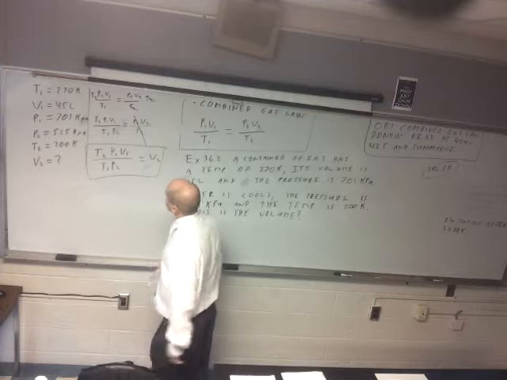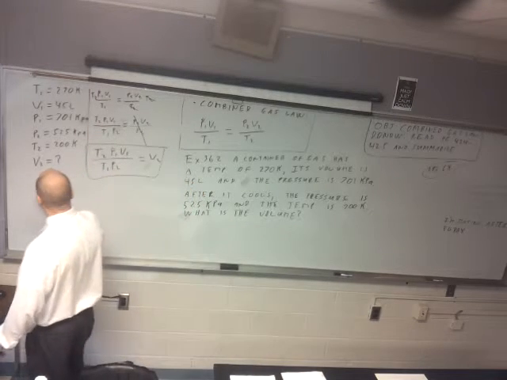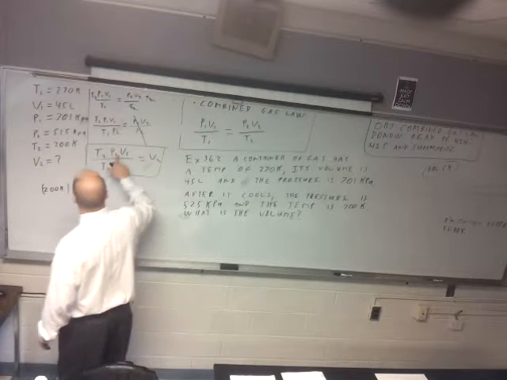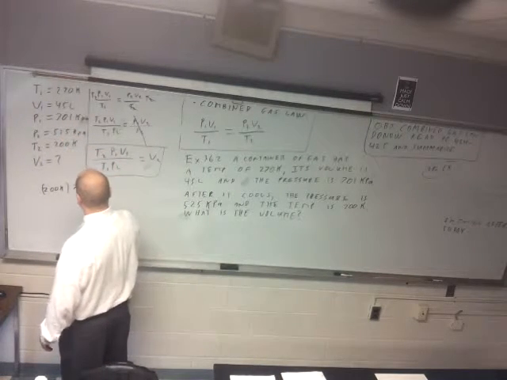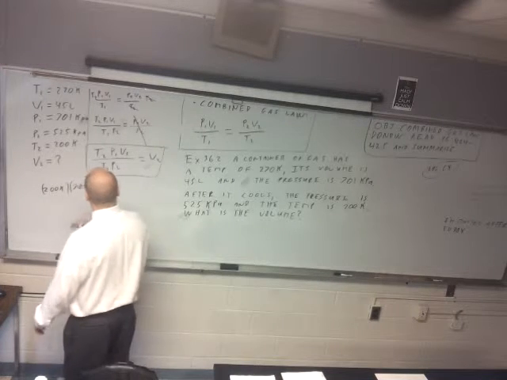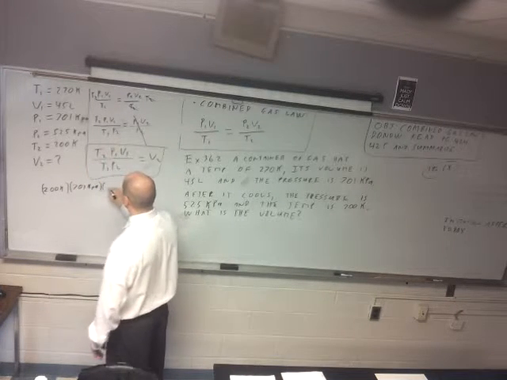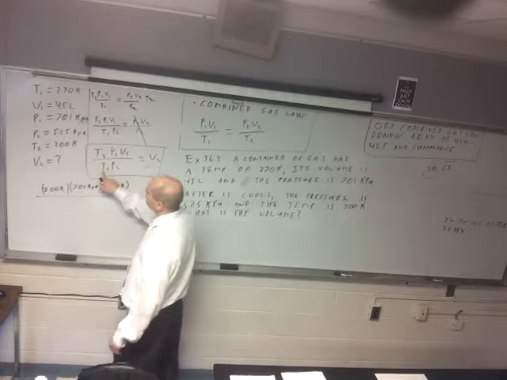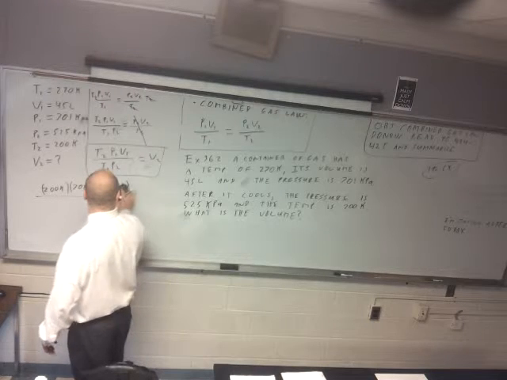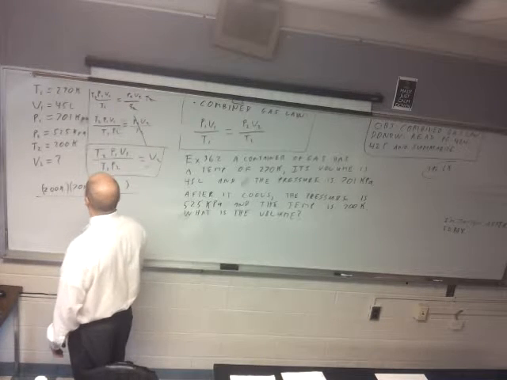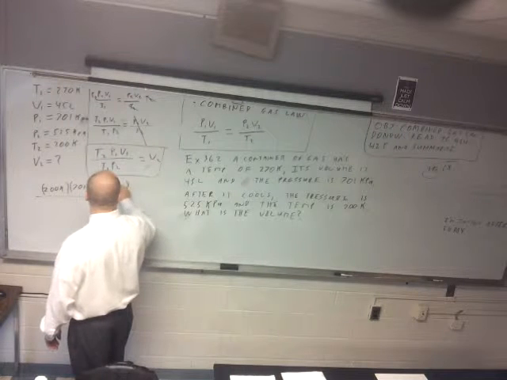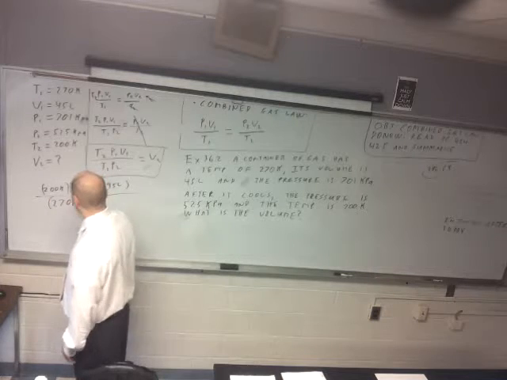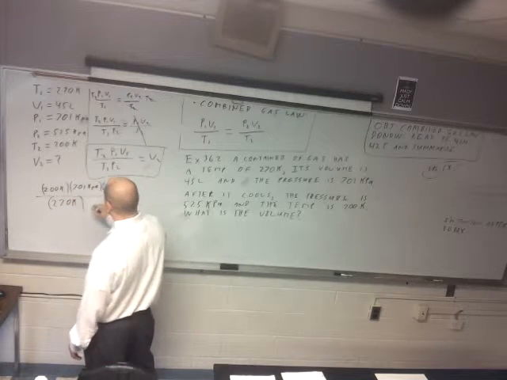And now we can plug in numbers. And that's a good thing. We listed them all, makes it easier. So we got T2, 200 K, times P1, 701 kPa, times V1, 45, divided by T1, 270 K, and then P2 is 525.